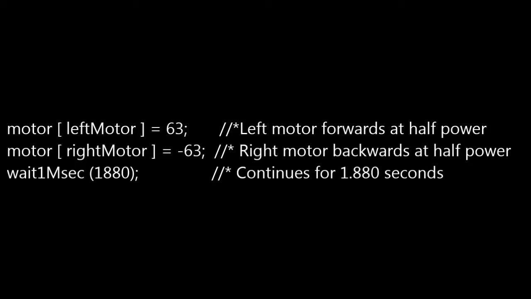Next, to make the robot turn right, we need to make the left motor go forward at half power and the right motor go backwards at half power. This will make it turn right. It continues like this for 1.88 seconds, or enough to turn 180 degrees.